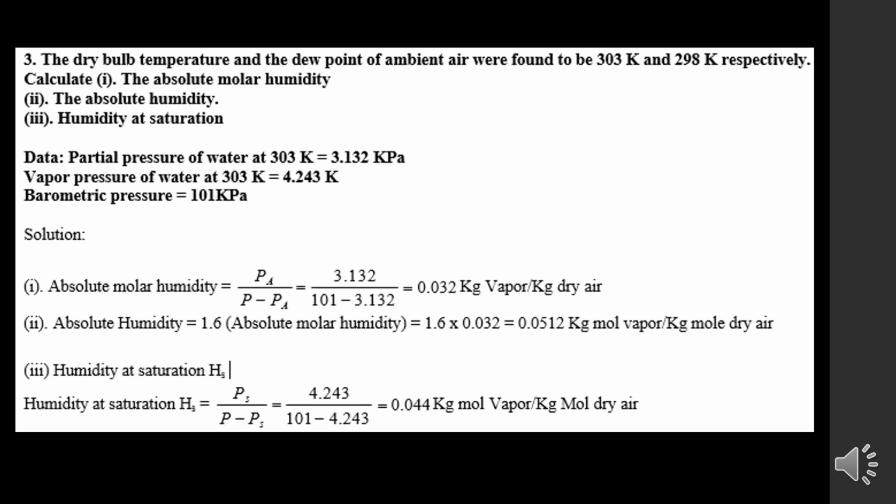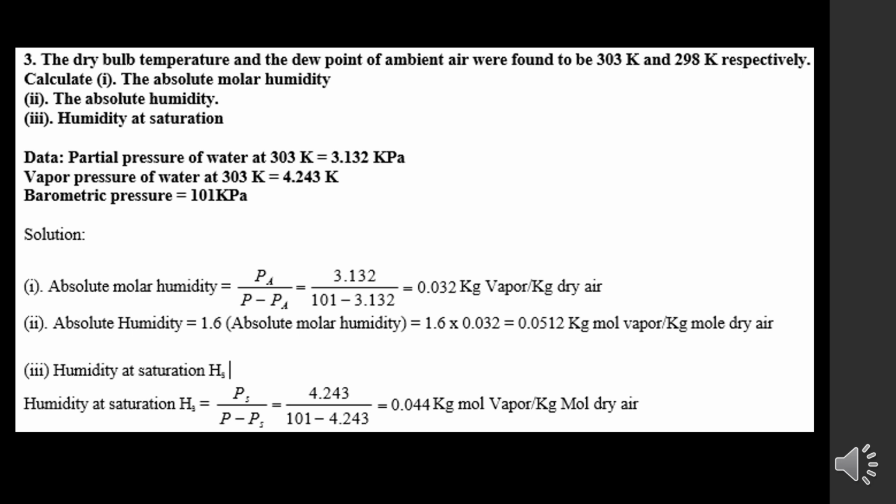Here in the question they have given that the dry bulb temperature and the dew point of the ambient air were found to be 303 Kelvin and 298 Kelvin respectively. We have to calculate the absolute molecular humidity, the absolute humidity and the humidity at saturation. So these three are the unknowns which are to be determined. And the data is also given. Partial pressure of the water at 303 Kelvin is 3.132 kilopascal. Vapor pressure of the water at 303 Kelvin is 4.243 kilopascal, and barometric pressure is 101 kilopascal.